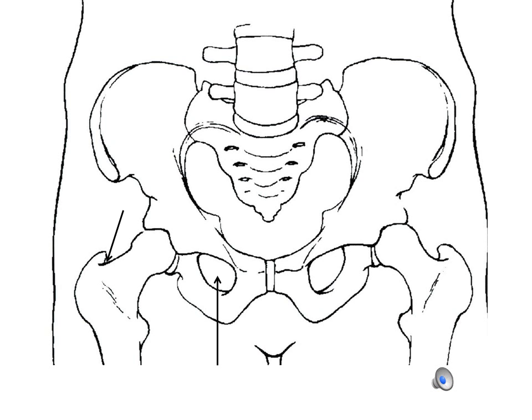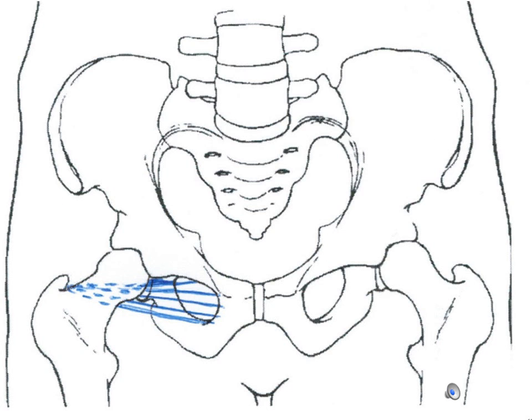Pause the lecture to draw in the attachments and the muscle belly of obturator externus. How does your drawing compare? Note that the dotted lines indicate that the muscle belly or tendon is on the posterior aspect of the femur.